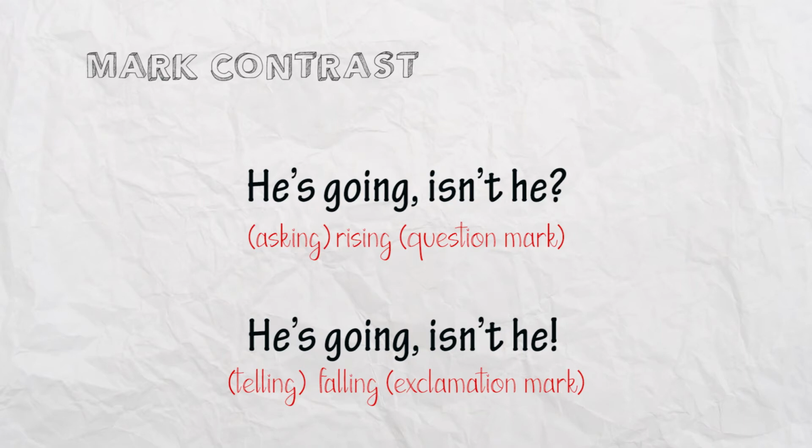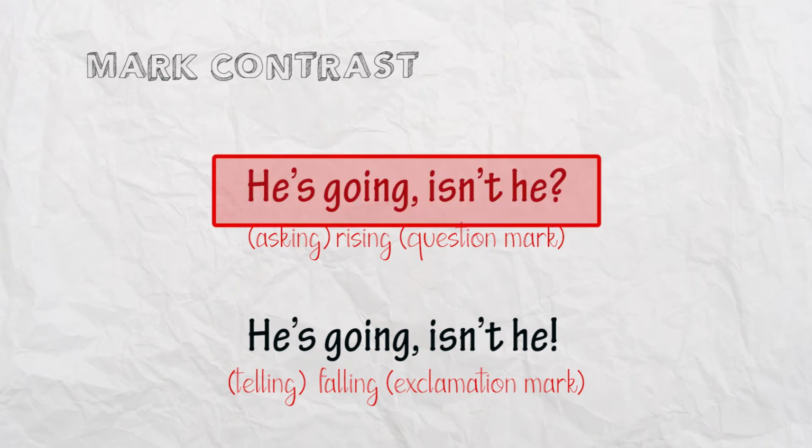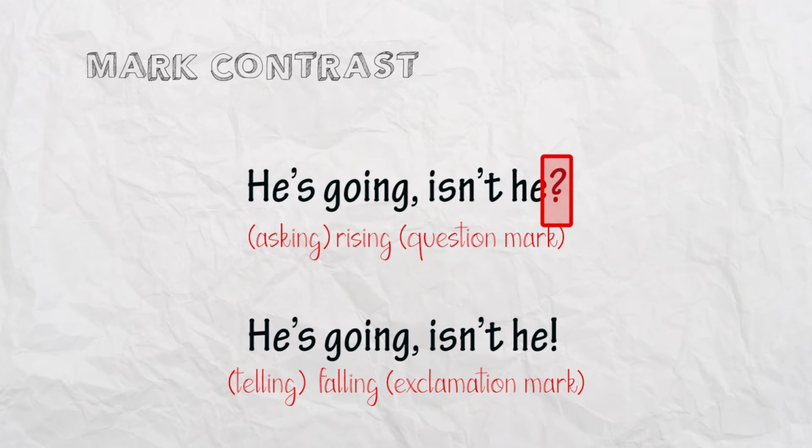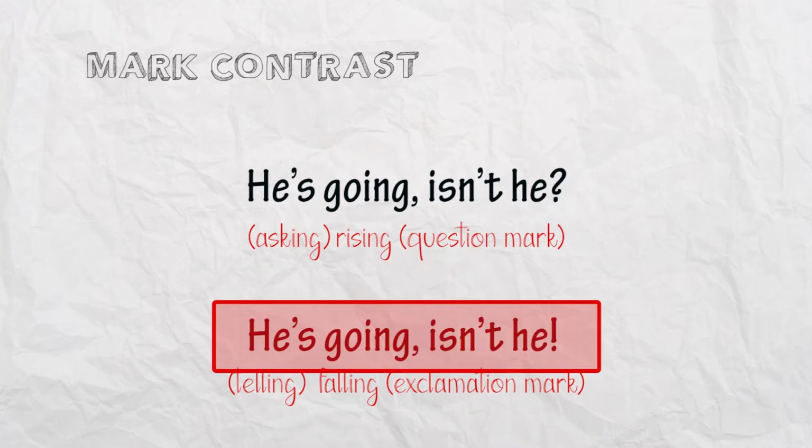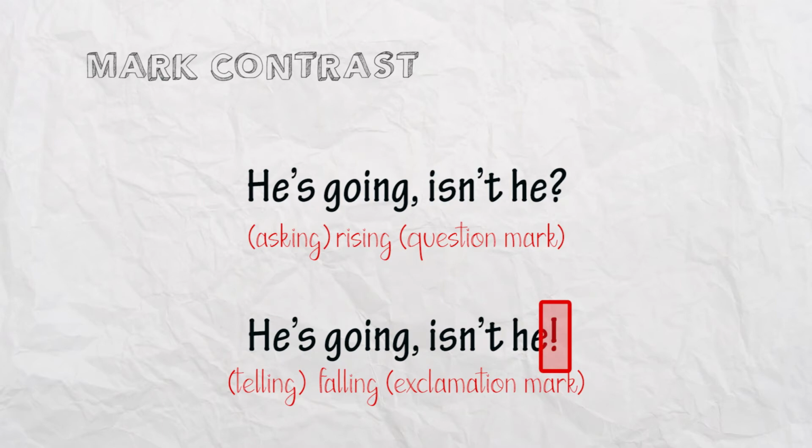As you can see in written language, in the first case, I have used a question mark to mark rising intonation. And in the second instance, I've used an exclamation mark to mark falling intonation and also to say the person is telling something. He or she is not asking something.